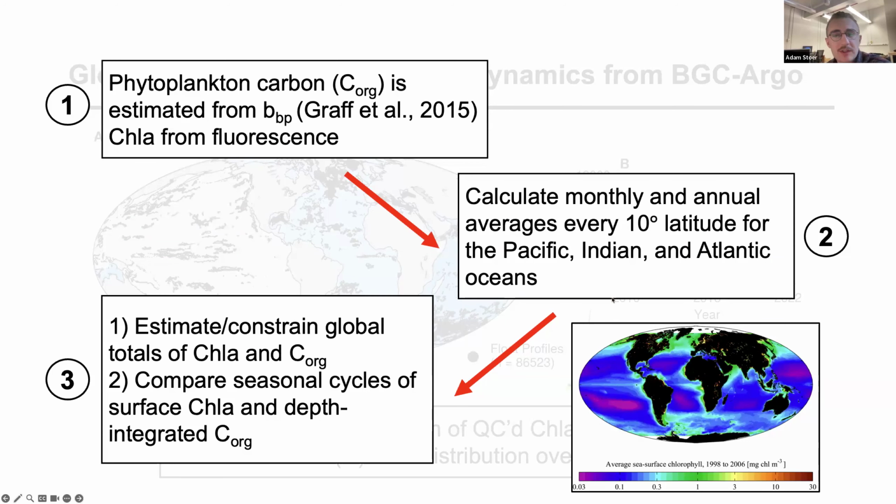From those climatologies, we then try to answer two things. We estimate how much phytoplankton there are on Earth in terms of carbon, as well as the total stock of chlorophyll A in the ocean. And then the second goal for this was to compare the seasonal cycles in surface chlorophyll A with those of depth integrated carbon, effectively testing the assumption that's commonly made where surface chlorophyll is a proxy for phytoplankton biomass.